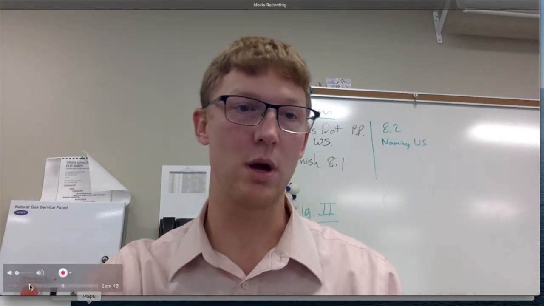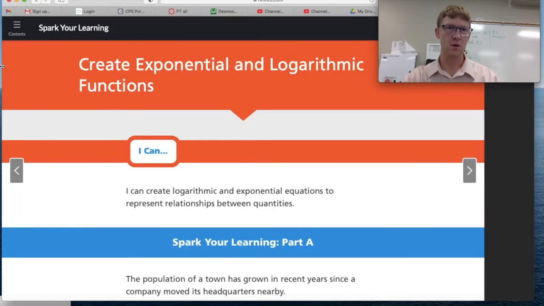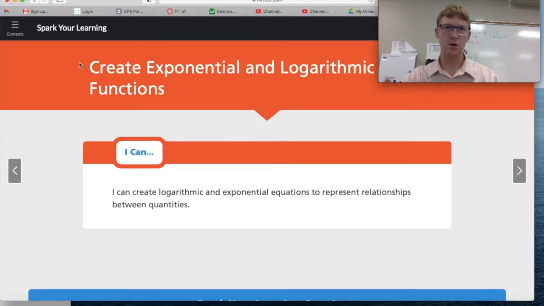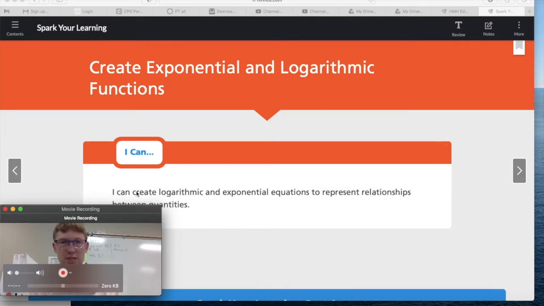So here we go. Oh no, my screen's not big enough. So for our Spark Your Learning, create exponential and logarithmic functions.